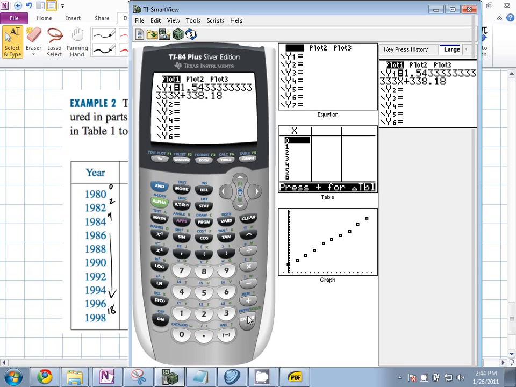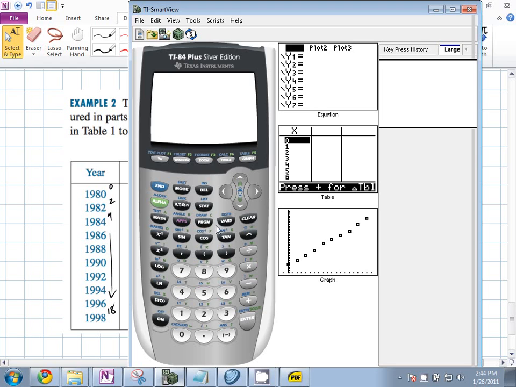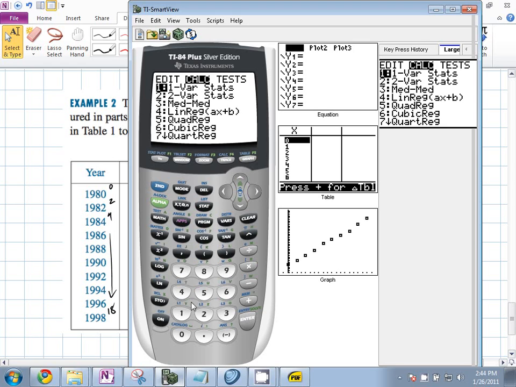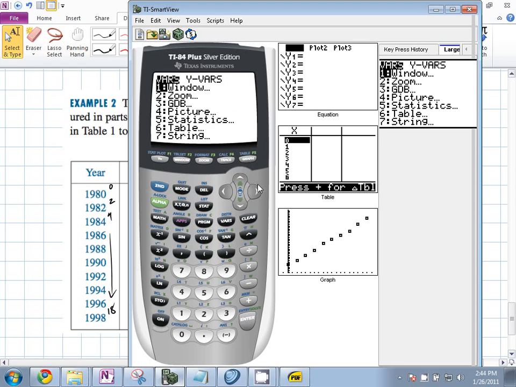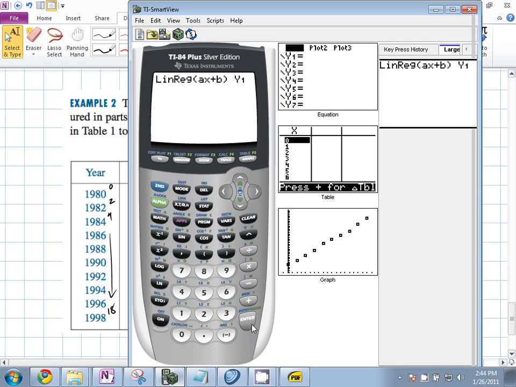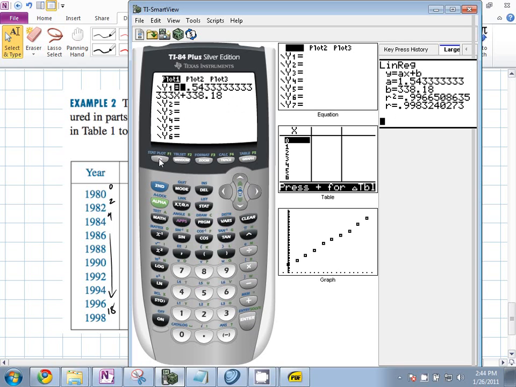Here's an easier way. If I clear this out and go back to the main screen and run my regression, but while I'm doing that, I put a y1 right next to it and I press enter. Look what it automatically does. If you put y1 right there or y2, it'll put it in that position. That's the quickest way I know of to do that. Now when I graph this, what should I see?